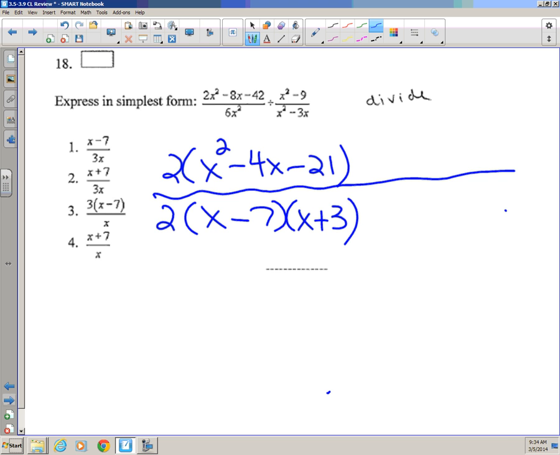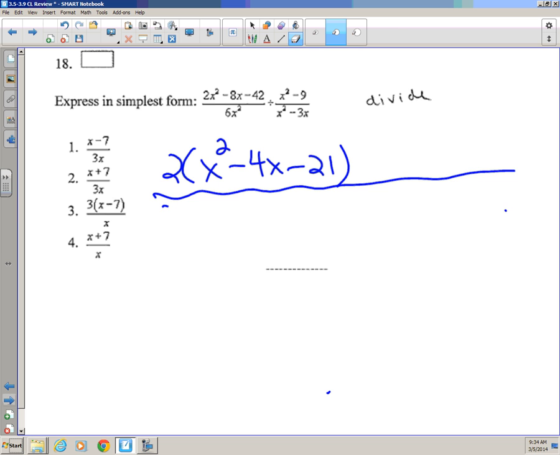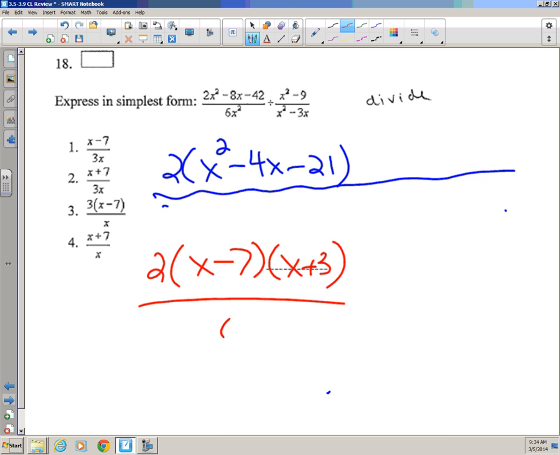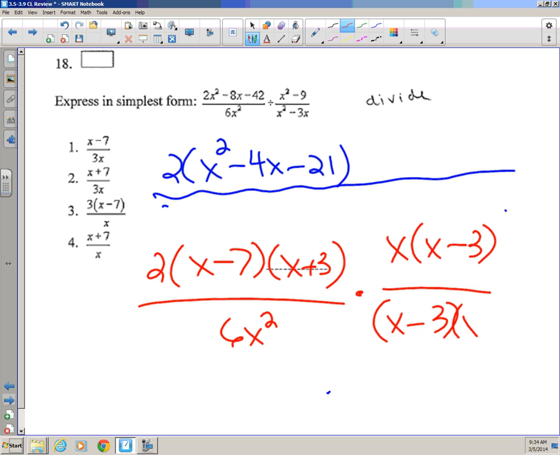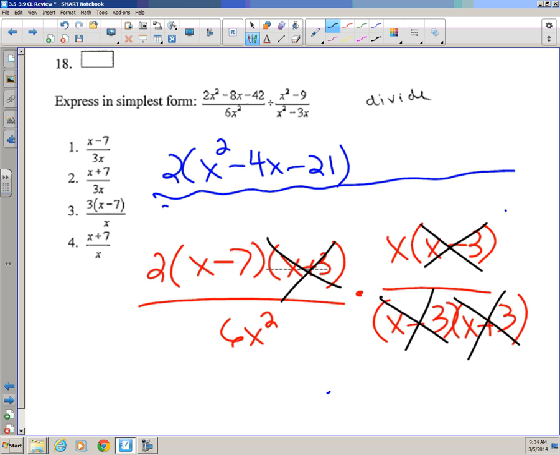So we've got 2x minus 7. Let me actually put this in a different color. All right, so when we actually do this problem, we're going to have the top left becomes 2, x minus 7, x plus 3. Denominator, nothing can be done. Keep, change, flip. GCF, the new numerator, x minus 3, and dots the new denominator, x minus 3, x plus 3. Let's see. X minus 3, x minus 3, x plus 3, x plus 3.